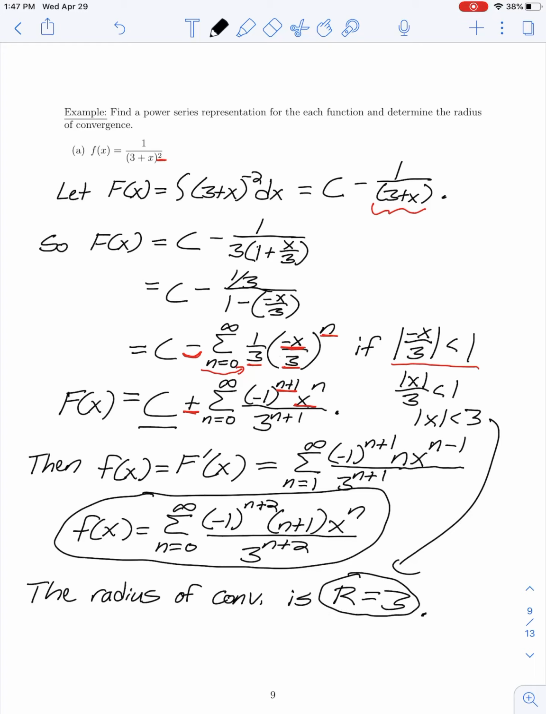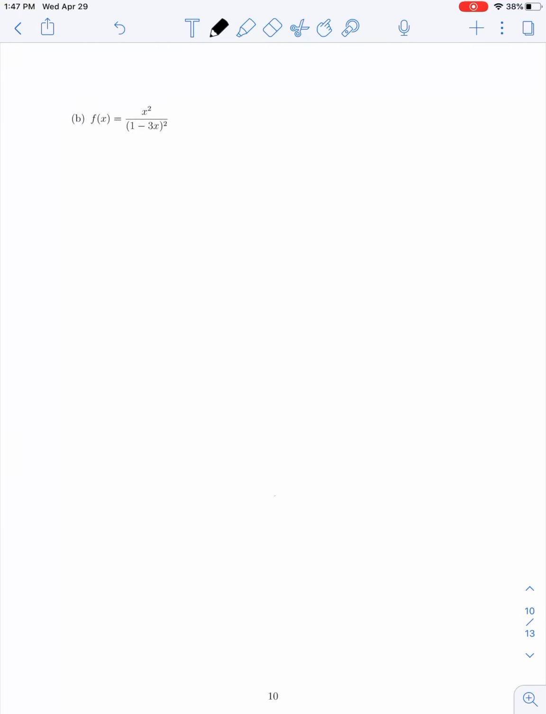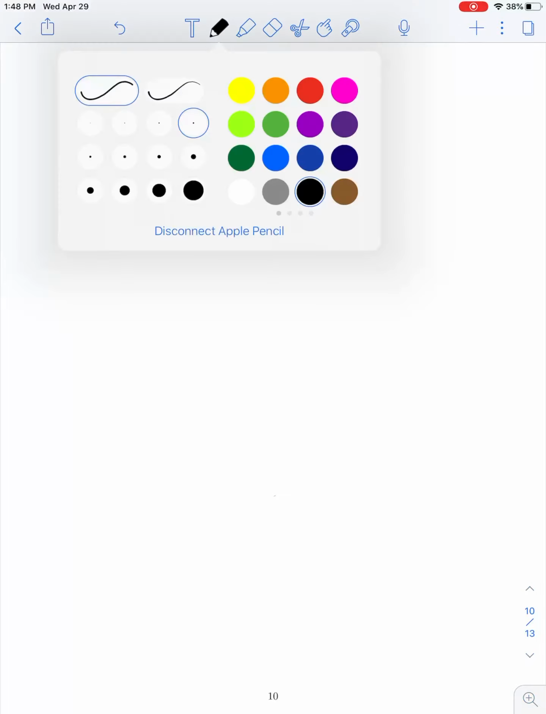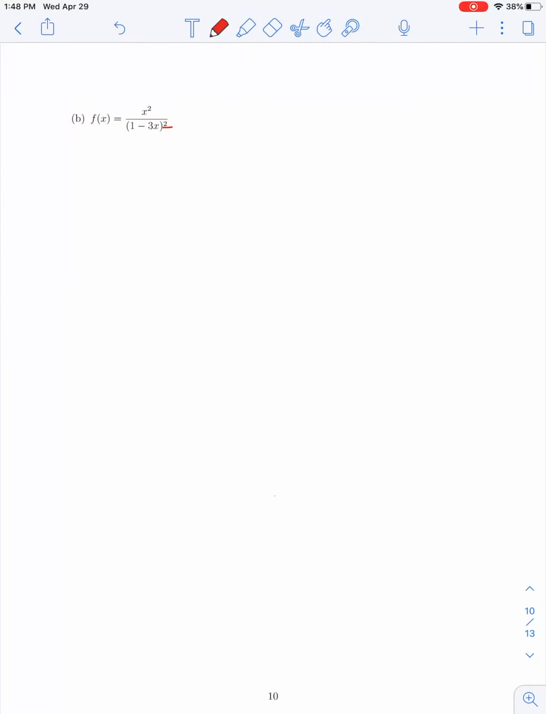So that gives us an idea of the interval where we could represent this function f of x in terms of that power series. So let's look at some other examples. In part B, we have something pretty similar. We've got f of x is x squared over (1 minus 3x) quantity squared. So again, what's making this a little tricky is the fact that our denominator is being squared. I can't immediately write this in the form of the sum of a geometric series.